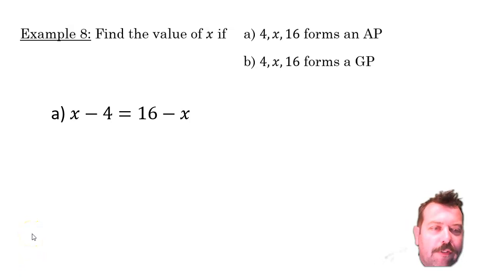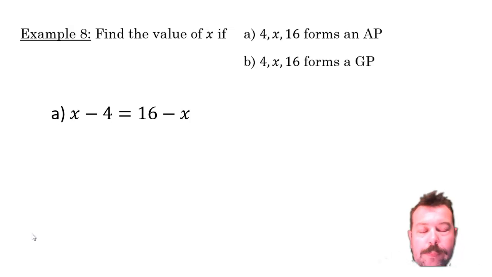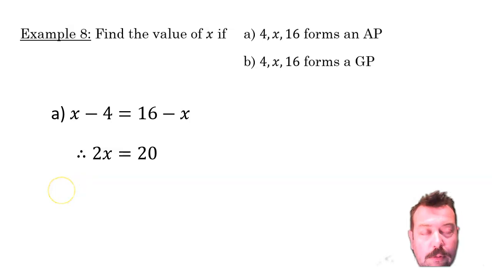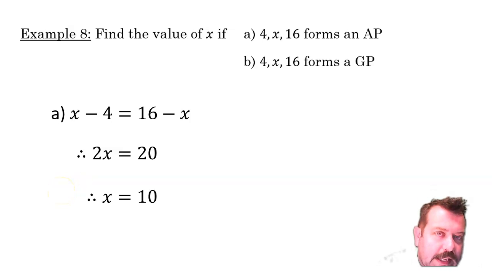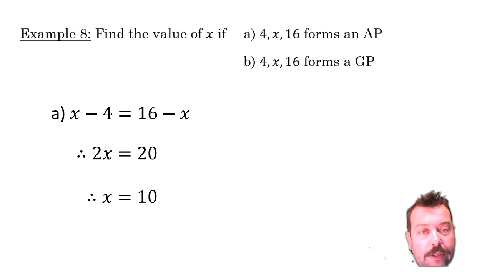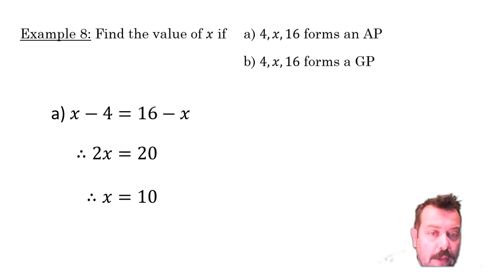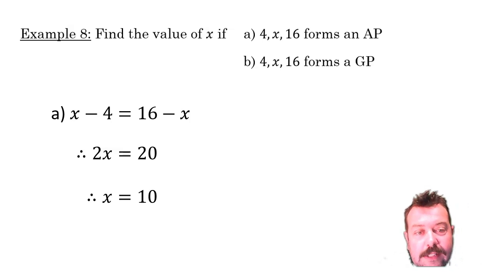property of APs, where T2 minus T1 equals T3 minus T2, or B minus A equals C minus B. So x minus 4 equals 16 minus x. If we add x to both sides and add 4 to both sides, we get 2x equals 20, and obviously x equals 10. So 4, 10, 16 follows an AP, and that would have a common difference of 6. 4 plus 6 is 10, 10 plus 6 is 16.